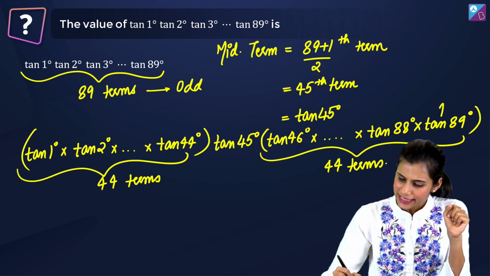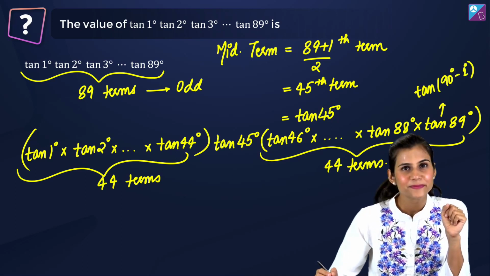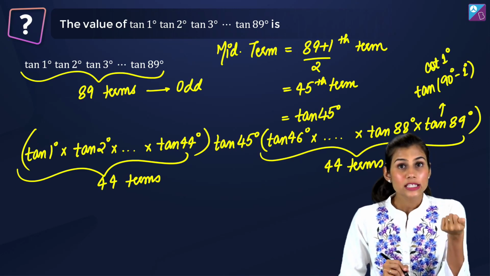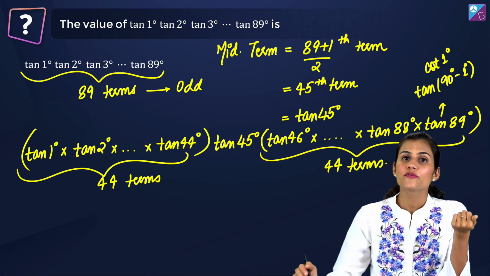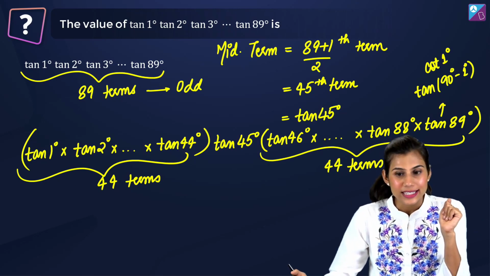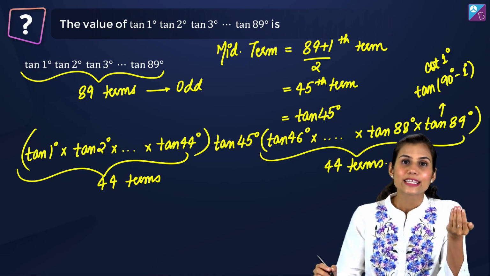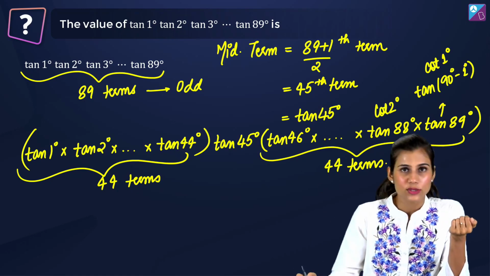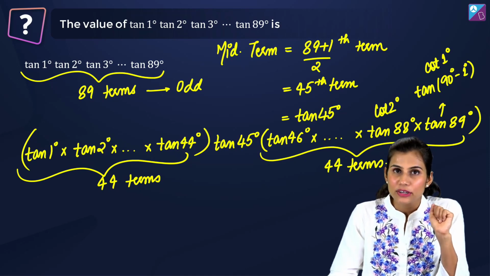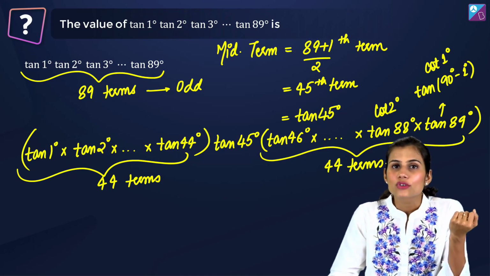Now, tan 89 is nothing but tan of 90 minus 1. And tan of 90 minus theta is nothing but cot theta. So the first term from the beginning is tan 1 degrees. The first term from the end is cot 1 degrees. The second term from the beginning is tan 2 degrees, you can see. The second term from the end is tan 88 degrees, which again is what? It is the same as cot 2 degrees. Why? Because 88 and 2, their sum is 90. Again, they are forming a pair of complementary angles. So tan 88 is the same as tan of 90 minus 2, which is the same as cot 2.